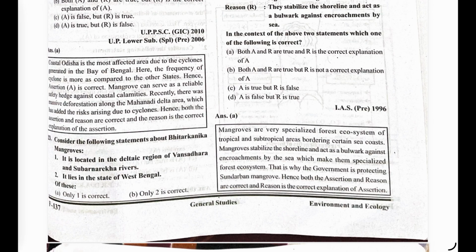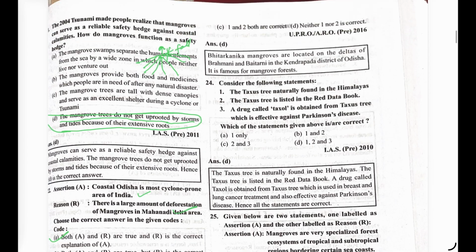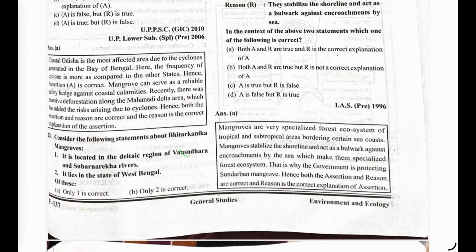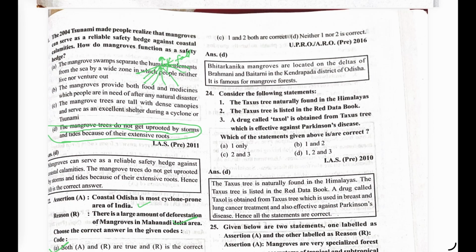Next question, consider the following statements about Bhitarkanika mangroves. Bhitarkanika mangroves are located in the delta region of the Vansadhara and Subarnarekha rivers. No. No, it lies in the state of West Bengal. No. So neither one nor two.